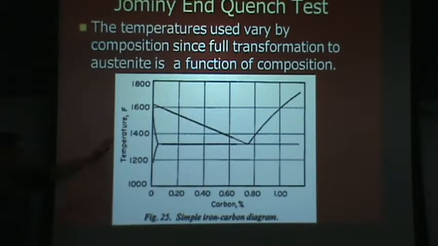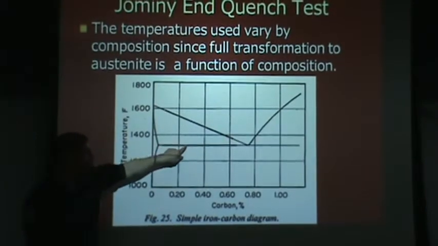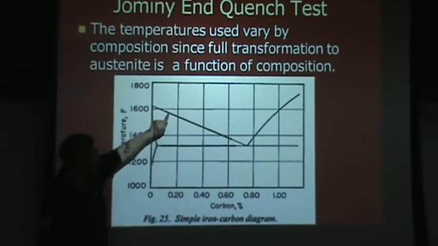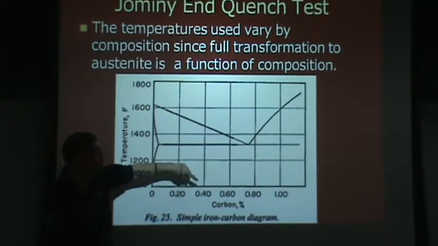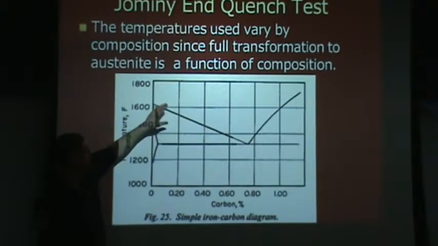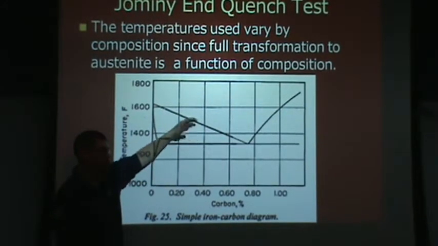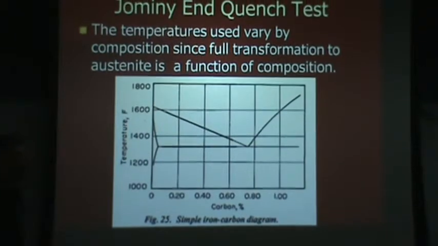Again, just as a reminder, we have this generic phase diagram. We've got the start of your austenite phase transformation, and then where that's completed depends on carbon content in addition to nickel. So again, the specification takes that into account and has different temperatures depending on the carbon ranges of the alloys that they're working with.